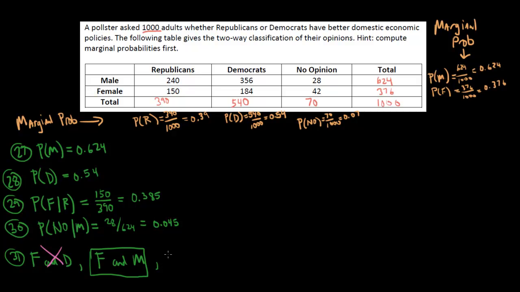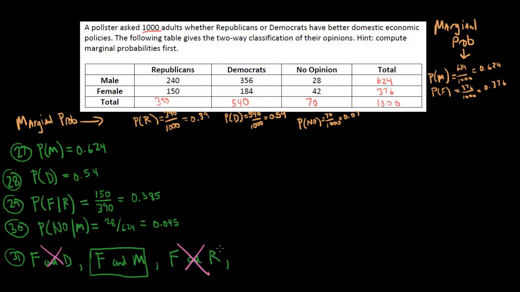Okay? Let's look at C. Okay, C is female and Republican. Now looking at the chart, can you be female and Republican? Yeah, well sure. There's 150 of them right there. They're female and Republican. Therefore, those are not mutually exclusive, because they can happen at the same time.